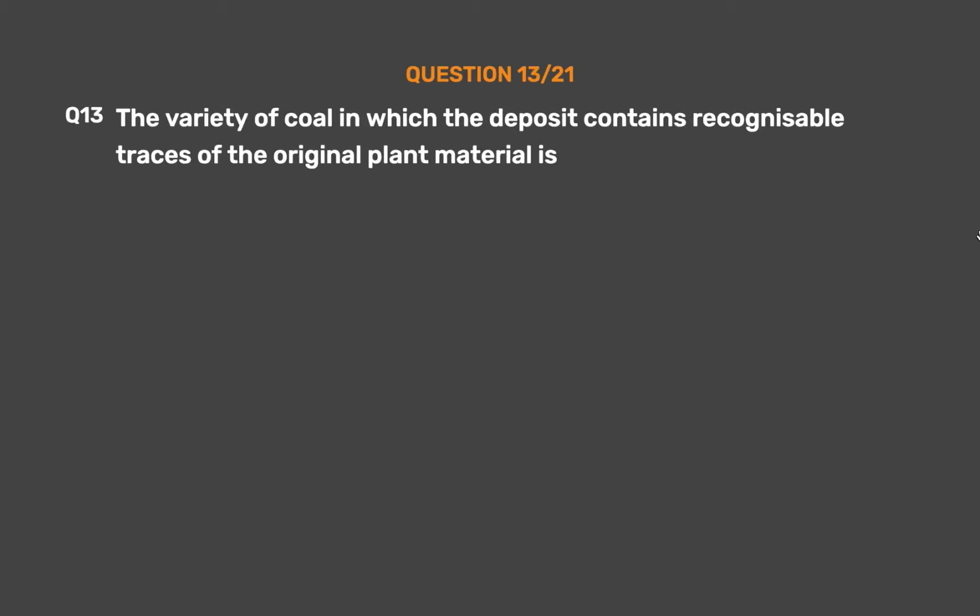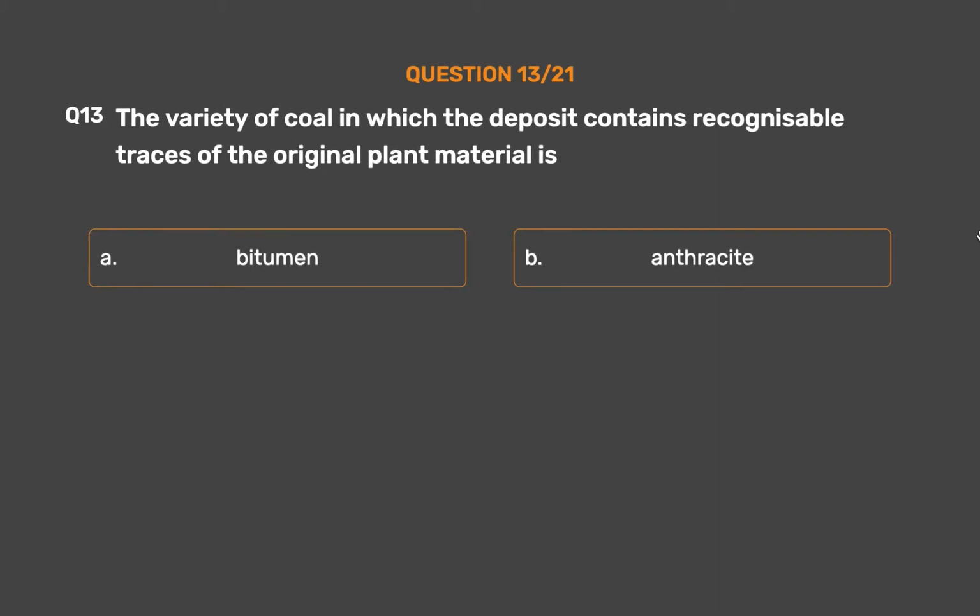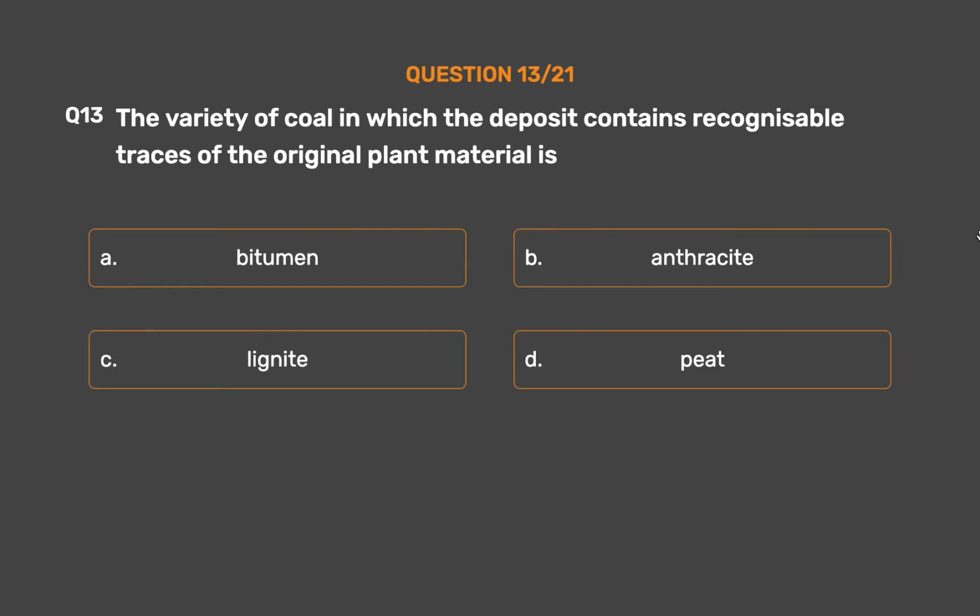Question number 13. The variety of coal in which the deposit contains recognizable traces of the original plant material is option A, bitumen. Option B, anthracite. Option C, lignite. Option D, peat.